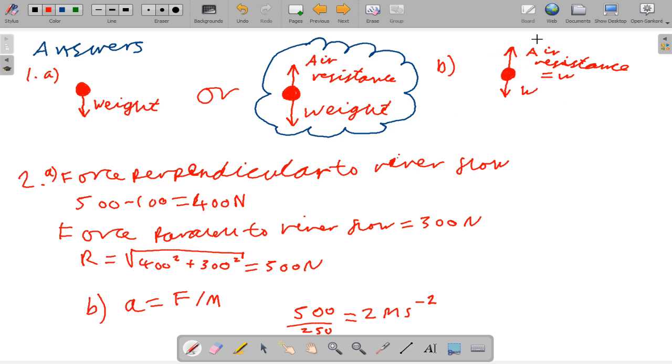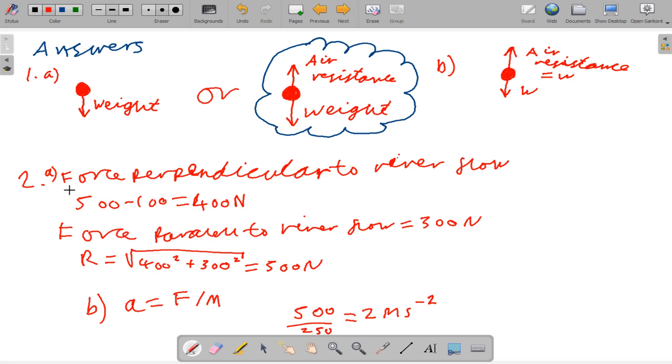Having reached terminal velocity, you will get air resistance, which is also equal to the weight. So the arrows should be the same length when you draw it with ruler and pencil in your exam.